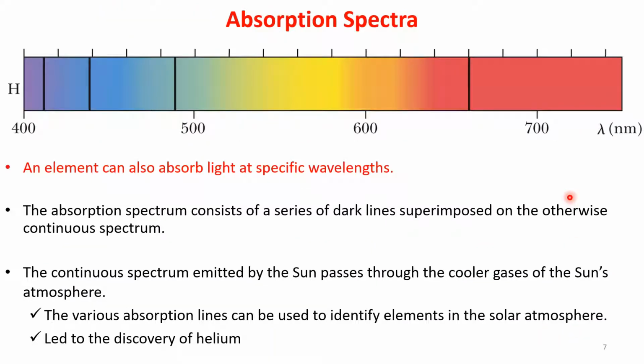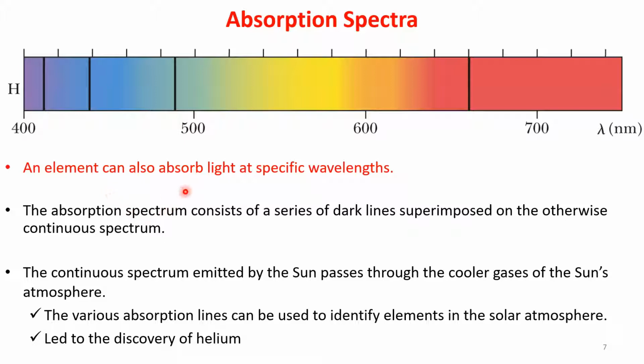Other than emission spectra, we also have absorption spectra. An element can also absorb light at specific wavelengths. If you can recall in the last slide, a hydrogen atom emits certain lines of the spectrum, but here that same element can also absorb certain lines of the spectrum.